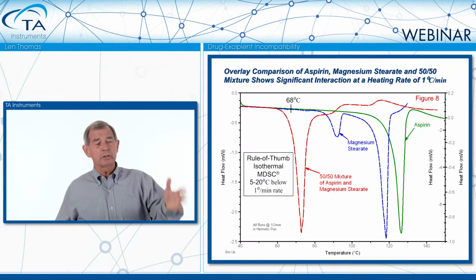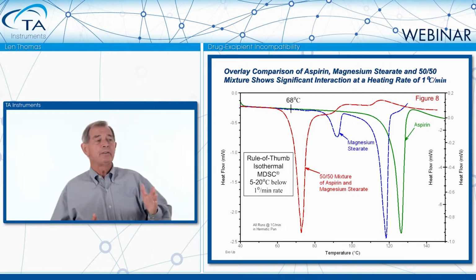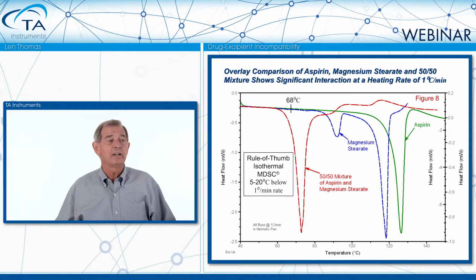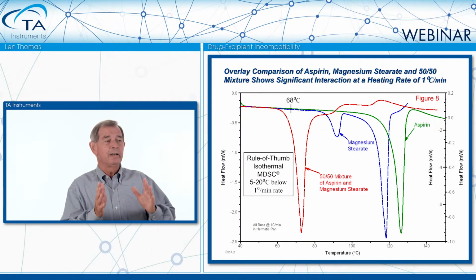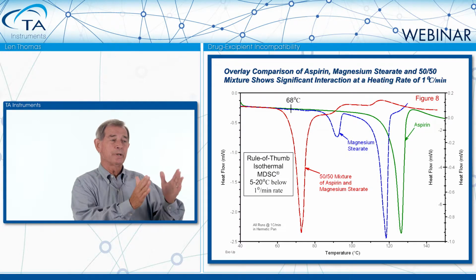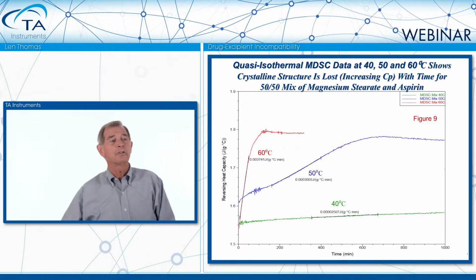Now, if we look at that red curve, we can see that the extrapolated onset temperature is about 68 degrees. And using the rule of thumb, that would say we want to go down to maybe 48 degrees to as much as 65 degrees or so to start doing an isothermal experiment. So that's the rule of thumb. Take that onset from 1 degree per minute and pick temperatures in the 5 to 20 degree range below that to do your isothermal modulated DSC experiments.